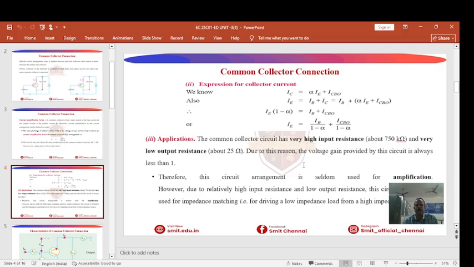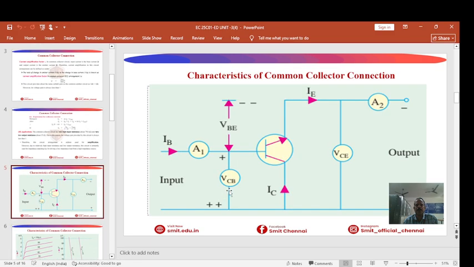So this is very rarely used for amplification purpose, but it is very widely used because of the favorable feature of having a very high input impedance and low output impedance. This is particularly meant for impedance matching purpose, for driving a low impedance load from a high impedance source. It will ideally act as a very good isolator configuration.